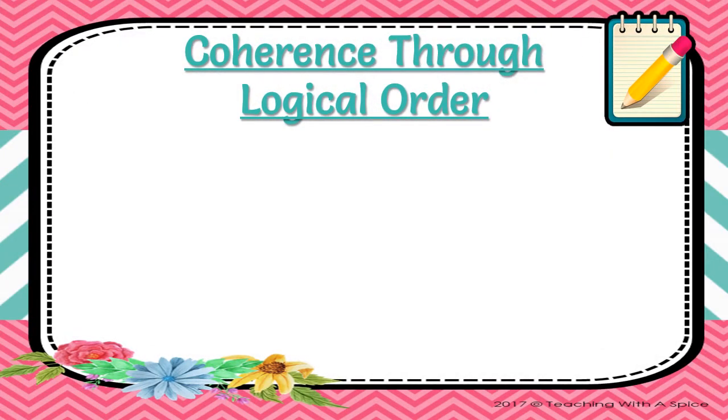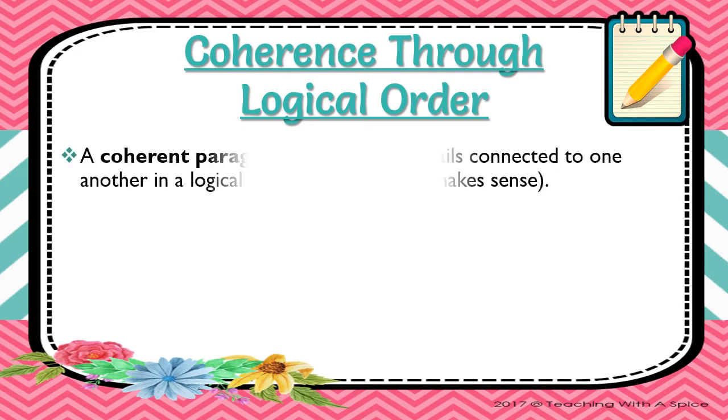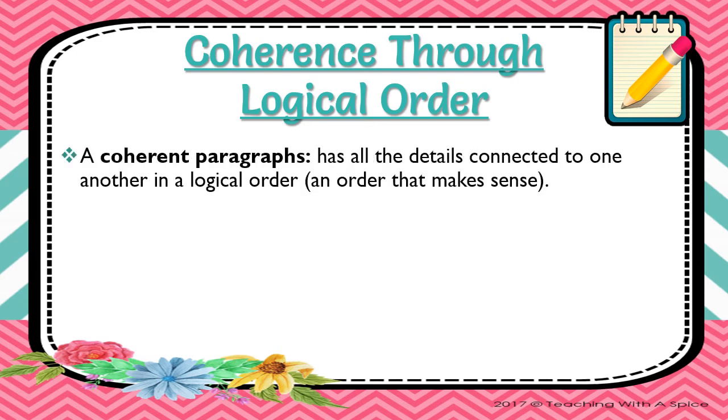We're talking about coherence through logical order. So we've been talking about unity. Everything goes together in your paragraph. It makes sense. It has a reason for being in the paragraph. It contributes to the paragraph. But now we're talking about coherence. A coherent paragraph has all the details connected to one another in a logical order. So that means that the order makes sense, that you're stating all of your information.